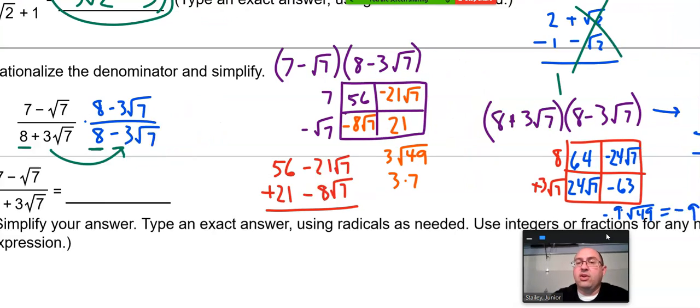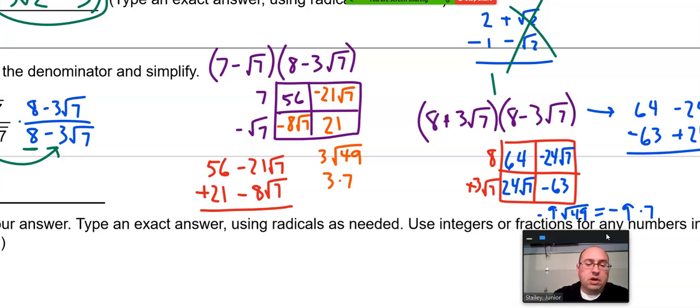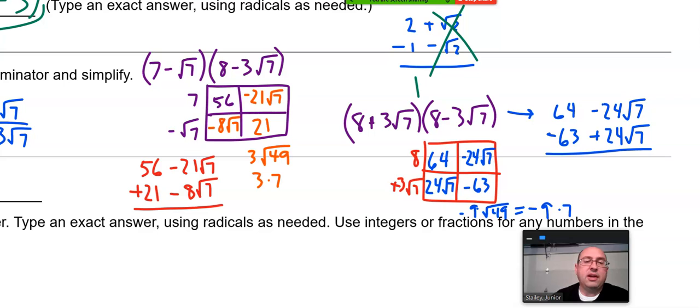Now, you're going to see that I did all of the multiplication I worked out ahead of time, right? So then I can add things together. And let me just double check. Okay, that looks good. So 56 and 21, that adds up to 77. And then I've got negative 20, that's negative 29 radical 7. So this goes in the numerator, right?